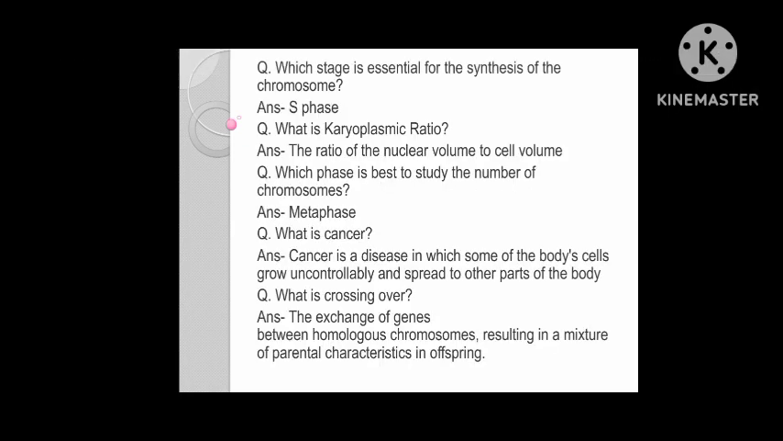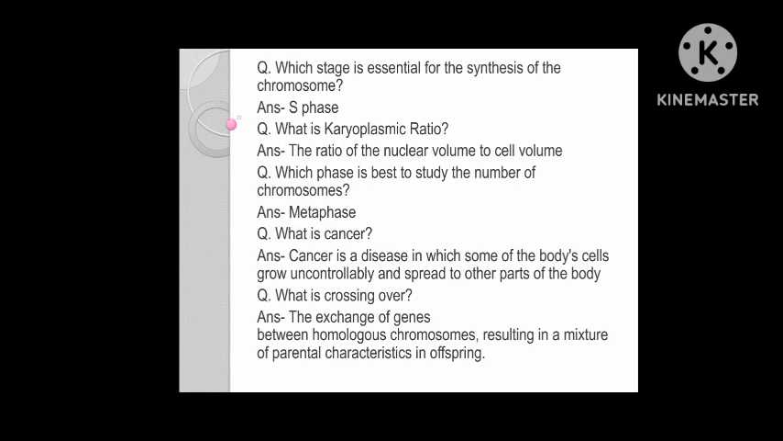So the first question is, which stage is essential for the synthesis of the chromosome? It is S phase. Number 2, what is karyoplasmic ratio? The ratio of the nuclear volume to cell volume. Then, which phase is best to study the number of chromosomes? Metaphase. What is cancer? Cancer is a disease in which some of the body cells grow uncontrollably and spread to other parts of the body.